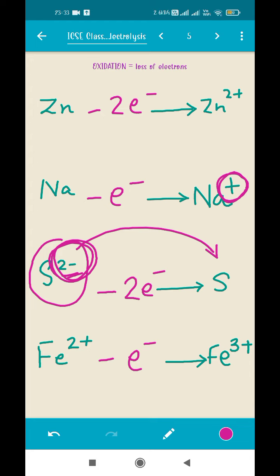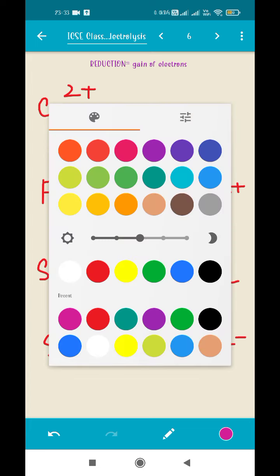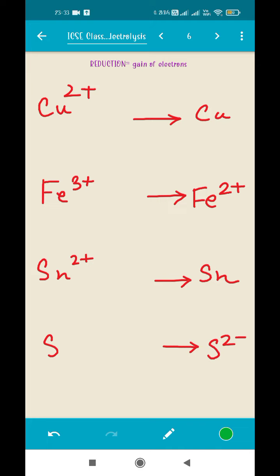Now we have another topic called oxidizing agent. What is an oxidizing agent and what is a reducing agent we will learn, but after learning about reduction. Let's see what is reduction. As I told you in the previous video also, reduction is the gain of electrons. Electrons will be gained by the reactant.